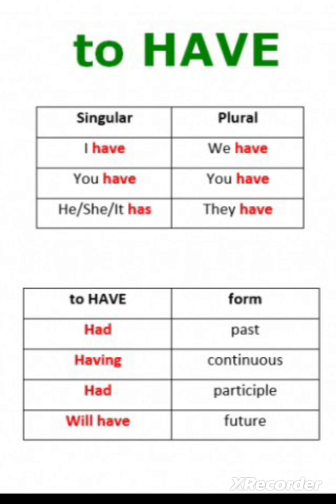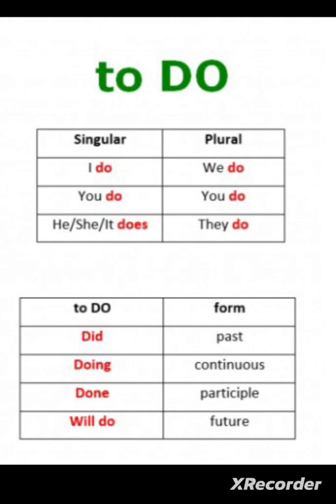Let us go to the third kind of auxiliary verb, that is the to do form. In singular we are using I do. I do my studies. You do your studies. In this we have again five words: do, does, did, doing, done, and the last one is will do. We are adding the auxiliary verb will and do for future tense. For past tense we are adding the word did. For continuous tense we are adding the word doing, and for past participle we are adding the word done.